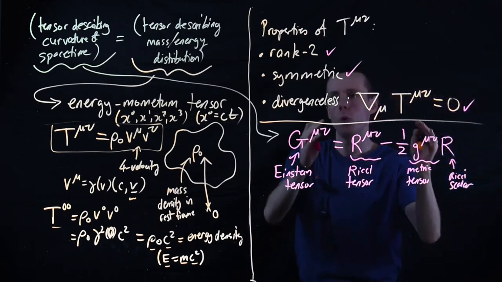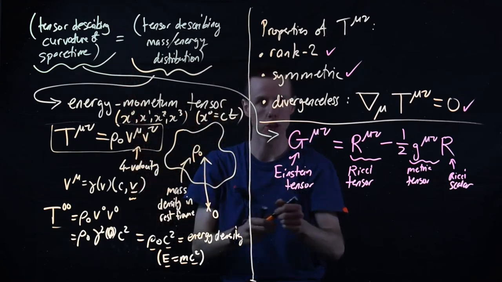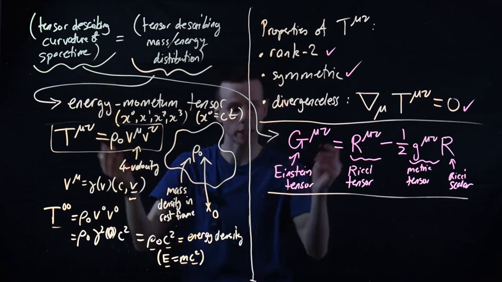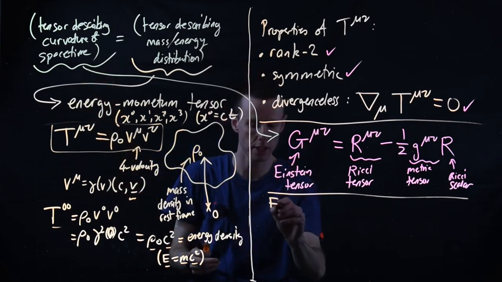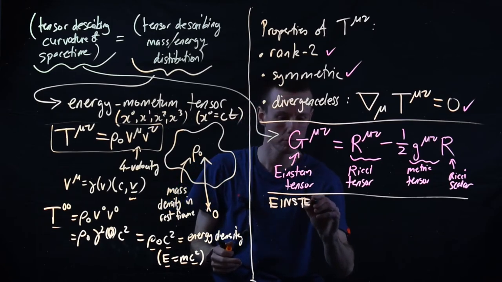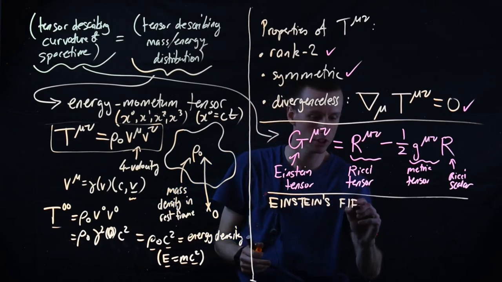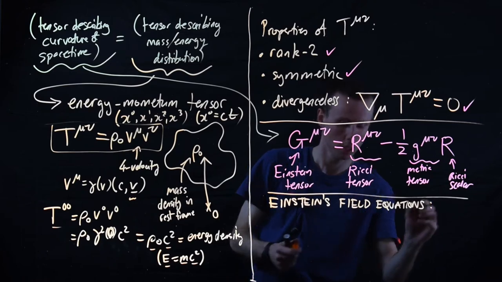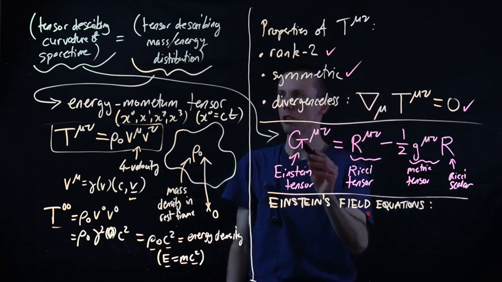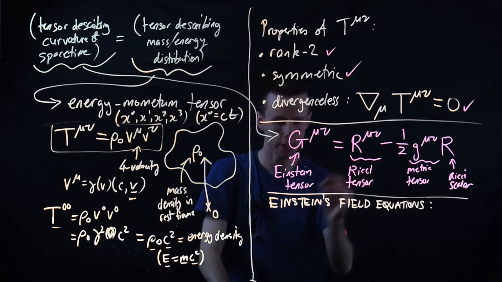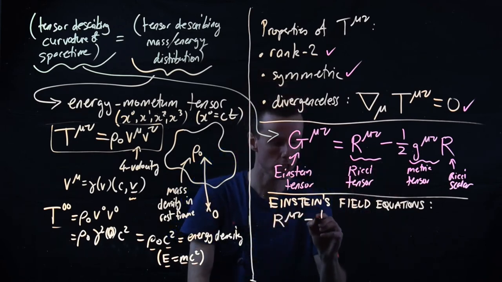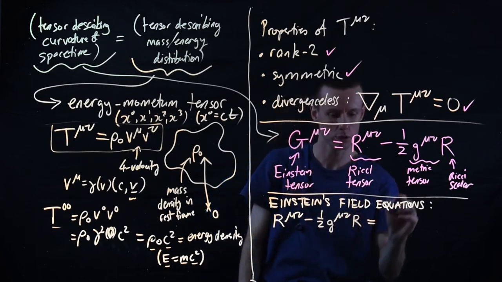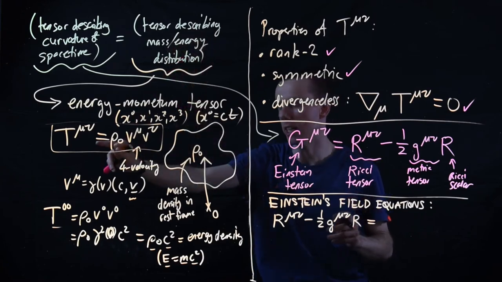But at any rate then, we have our two sides. So that gives us this equation now written properly, and it's called Einstein's field equations, okay? The equation of general relativity. So, Einstein's field equations. Okay, and I'll write them here again. On the left-hand side, you've got this Einstein tensor, so it's R mu nu minus a half g mu nu R equals, now on the right-hand side, it's the energy momentum tensor.